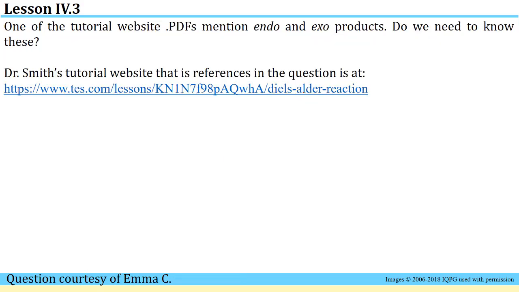This next question also has to do with the Diels-Alder reaction, lesson 4.3. It says, on one of the PDF files on the tutorial website, it mentions these endo and exo products, and do you need to know those?